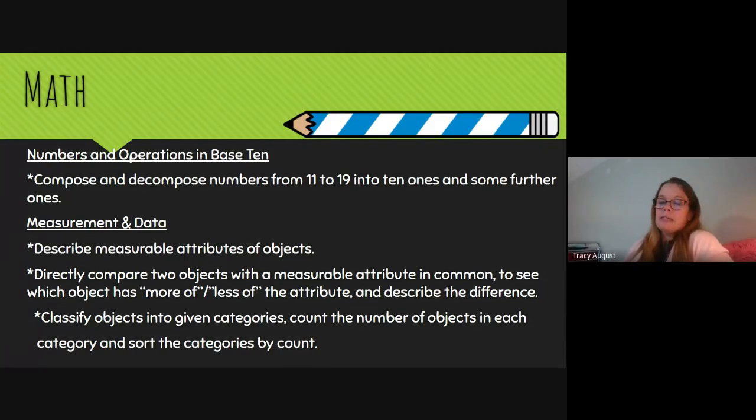As far as measurement and data goes in kindergarten, we aren't really measuring with inches or feet, but with non-standard units of measure, comparing them, which one's longer, which one's shorter, being able to put them in order, and then classifying objects into categories, being able to count how many are in each category, and then compare which one has more or less.